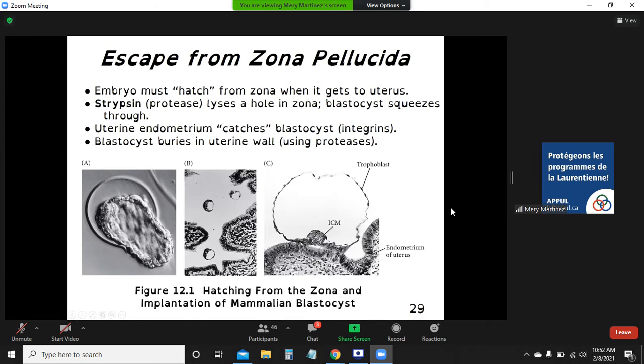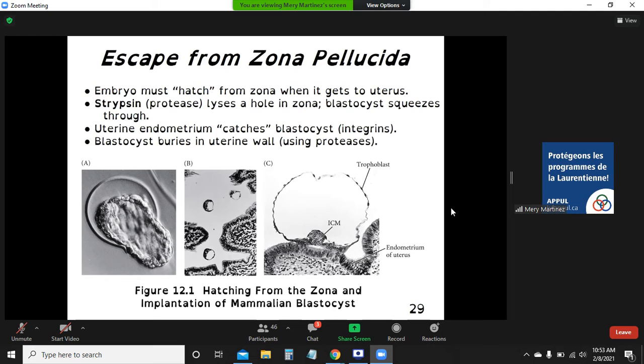Now, how do they attach? I have heard stories of females who know exactly when this happened because they say that it hurt. I didn't feel anything myself with my two pregnancies.